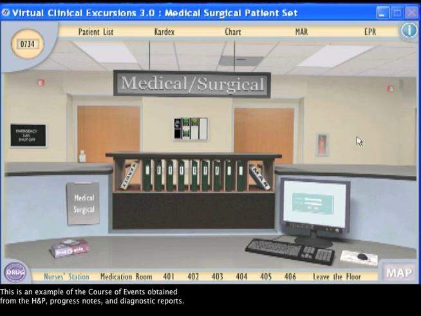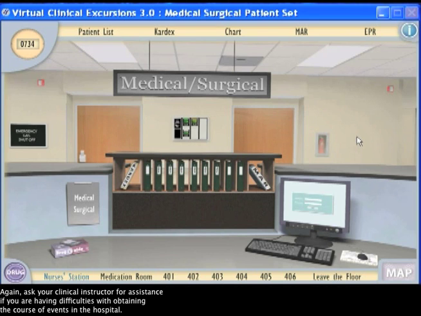This is an example of the course of events obtained from the patient's history and physical, progress notes, and diagnostic reports. Again, ask your clinical instructor for assistance if you're having difficulties with obtaining the course of events in the hospital.